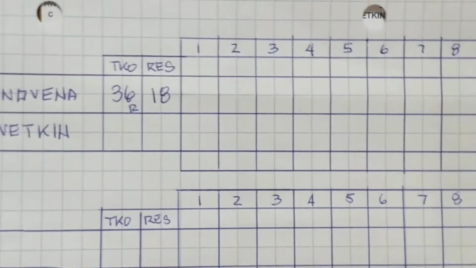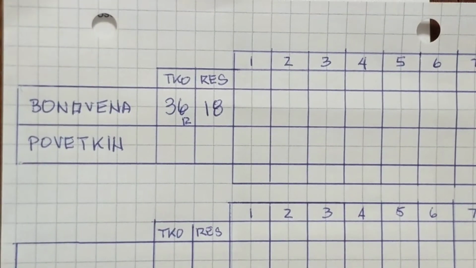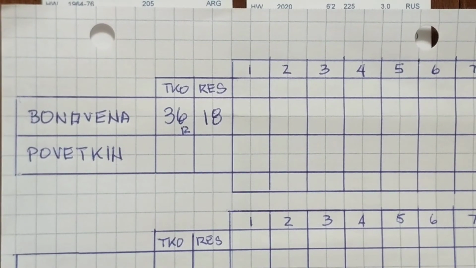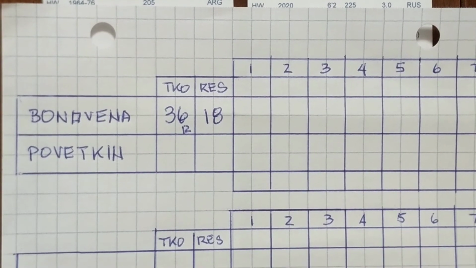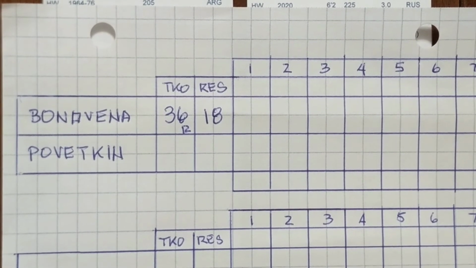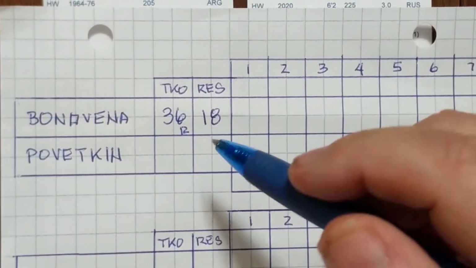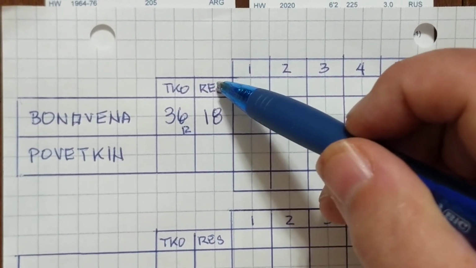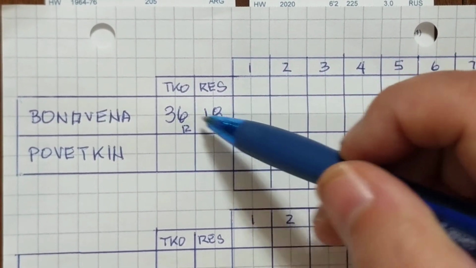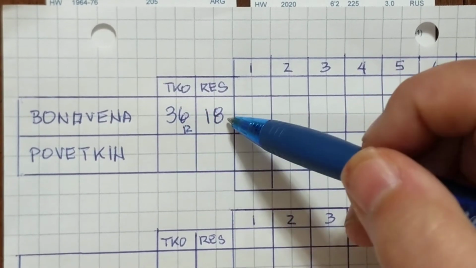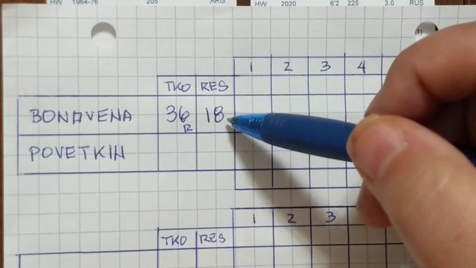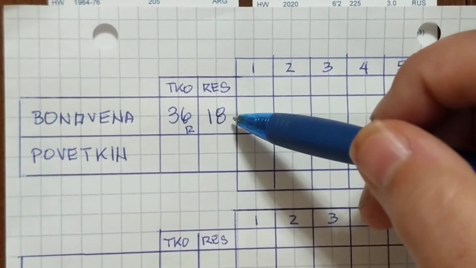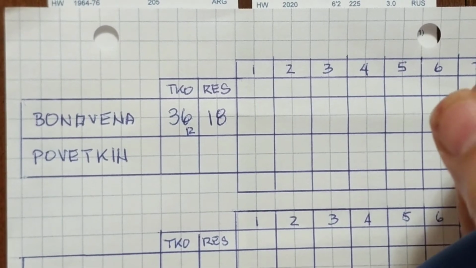So this is a score sheet that I'm still working on. I put some score sheets in the zip file, but I found they're a little too small to write on for what I want. So I'm working on making a bigger one. You can see Bonavena has a 36 TKO rating. This is for the TKO resistance, which is normally half of the TKO rating. That's how much punishment they can take in a single round before getting a TKO. And as the fight goes on, this number will get less and less.